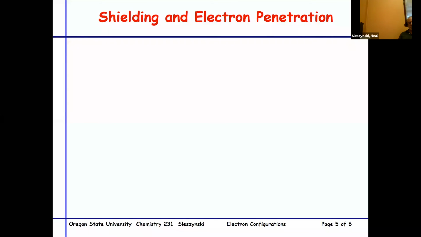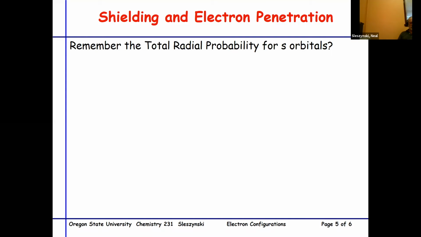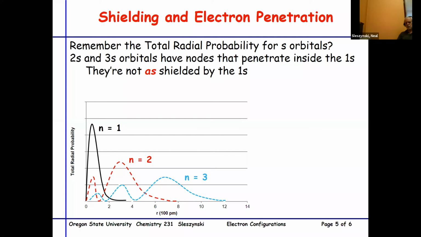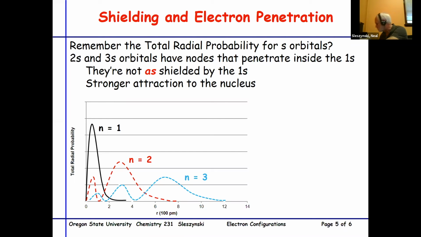Well, why does the 4s orbital have lower energy than the 3d? It has to do with shielding and electron penetration. So we should have already looked at something called the total radial probability for our s orbitals from an earlier lecture. And what we find is that the 2s and 3s orbitals have nodes of probability that actually penetrate inside of the 1s orbital. That means they are not as shielded by the 1s electrons as the p orbitals are. That means that they are more strongly attracted to the nucleus and lower energy.